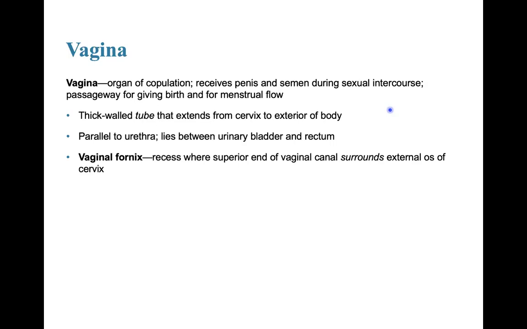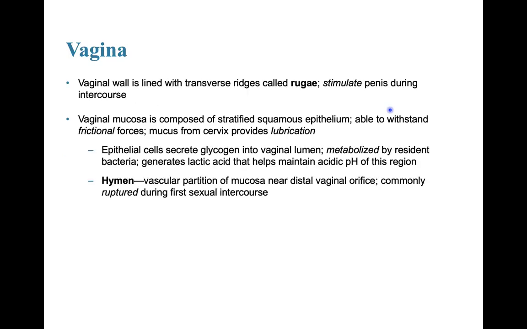The vaginal fornix is a recess where the superior end of the vaginal canal surrounds the external os of the cervix. The vaginal wall is lined with transverse ridges called rugae, which stimulate the penis during sexual intercourse. The vaginal mucosa is composed of stratified squamous epithelium, which is able to withstand frictional forces. Mucus from the cervix will provide lubrication.